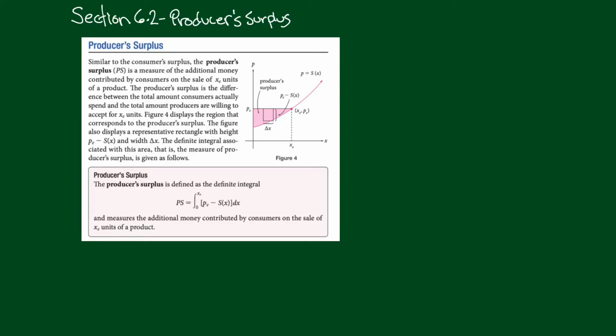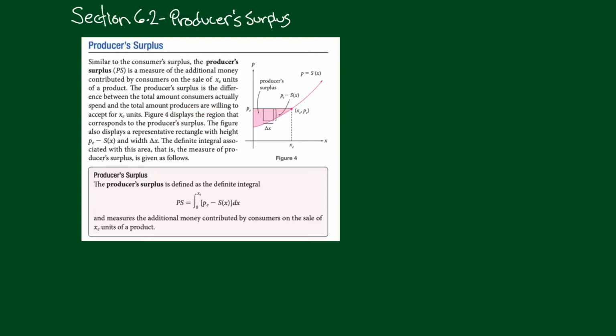Let's talk about now producer surplus. So I'm going to read this and we'll look at the picture and then the definition down here. But similar to consumer surplus, the producer's surplus is a measure of the additional money contributed by consumers on the sale of x number of units of some product. Okay, so what does it mean here? Let's go on. The producer's surplus is the difference between the total amount of money the consumers actually spend and the total amount producers are willing to accept.